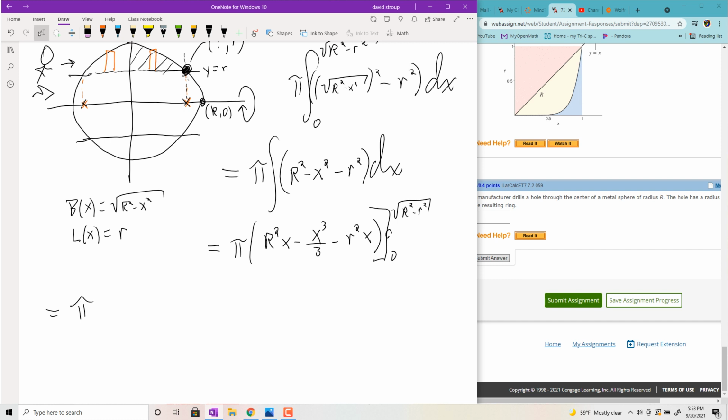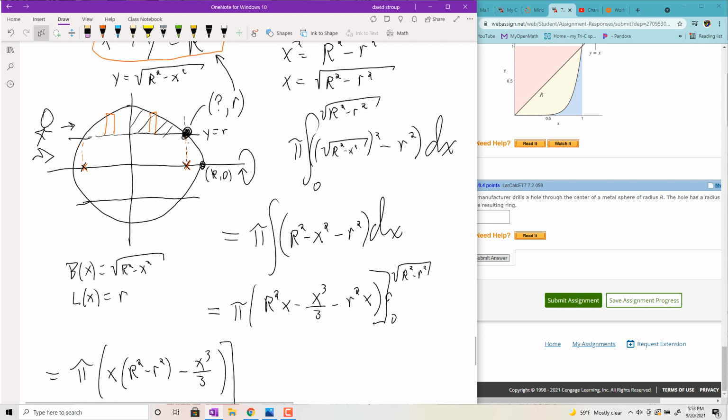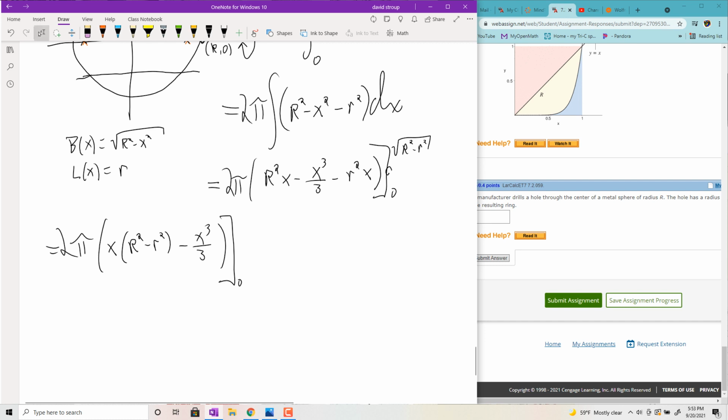So I get pi. Let's rewrite this a little bit so I can factor out an x and have big R squared minus little r squared, and then minus x cubed over 3, like that. Oh, and I'm going to have to multiply all this by 2 because I kind of cheated a little bit, and I'm just kind of rotating this region. Okay, so I'm going to slice a 2 in there for you. Sorry. So 0 to the square root of big R squared minus little r squared.